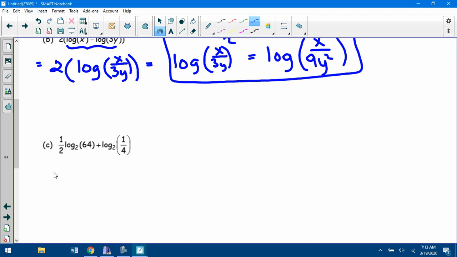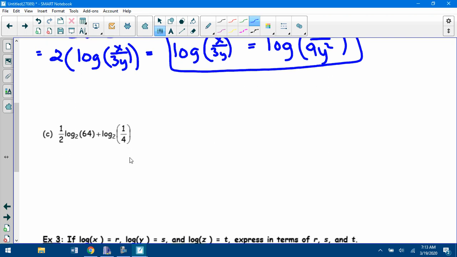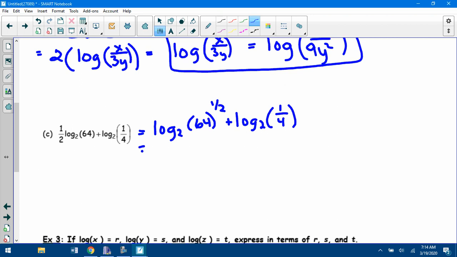Okay, C. Only difference with C is we've got numbers everywhere. Where would you start? Well, we've got 2 logs added, but there's a number out front, so that number out front has to go in as an exponent. So I would start by saying this is log base 2 of 64 to the 1/2 plus log base 2 of 1/4. Now, what is 64 to the 1/2? That means the same as log base 2 of the square root of 64 plus log base 2 of 1/4.